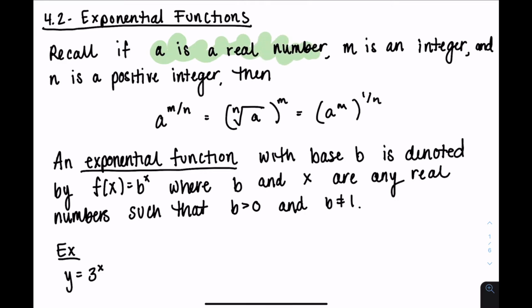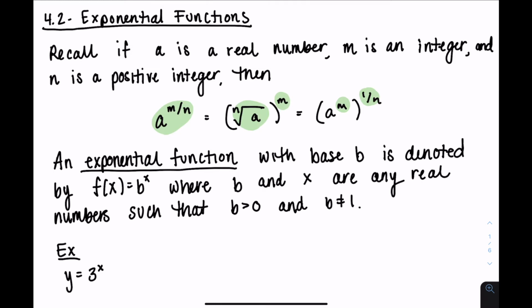a real number, m is any integer, same thing with n being a positive integer, then if you have a to this fraction m over n, there's a couple of different ways you can go about rewriting this. So remember that 1 over n is going to represent a root. So you could take this as a to the m to the 1 over n because you would multiply those. Or you can do the reverse. You can do a to the 1 over n to the mth power. And in that case, the 1 over n is that nth root.